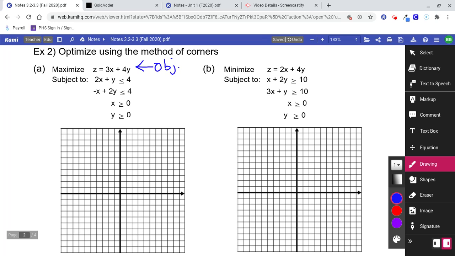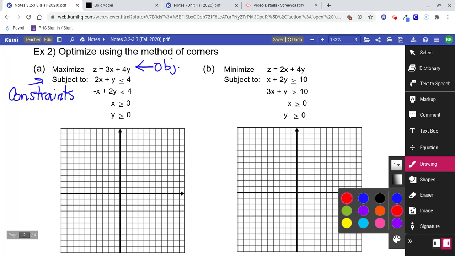But the subject to, those are called the constraints. Think about what that word means. It's like boundaries. Those are our boundaries. That's going to make our shape, our triangle, our quadrilateral, or whatever other shape it could possibly be.